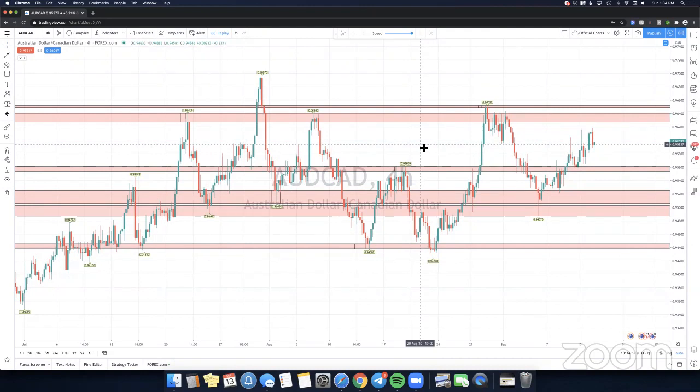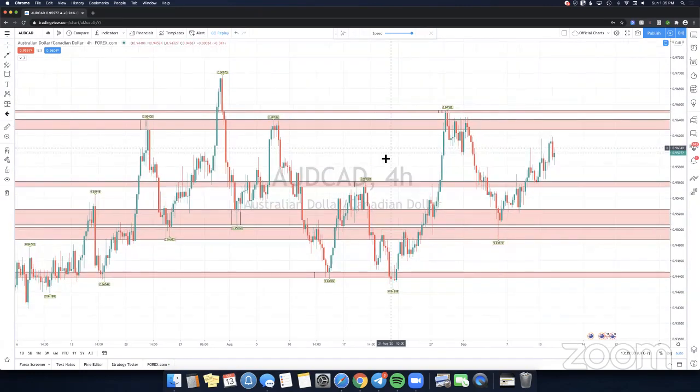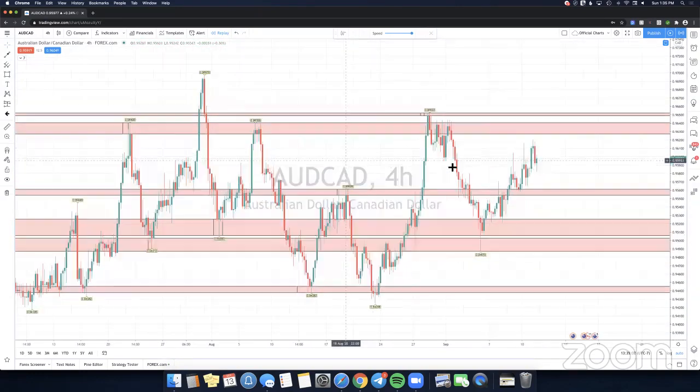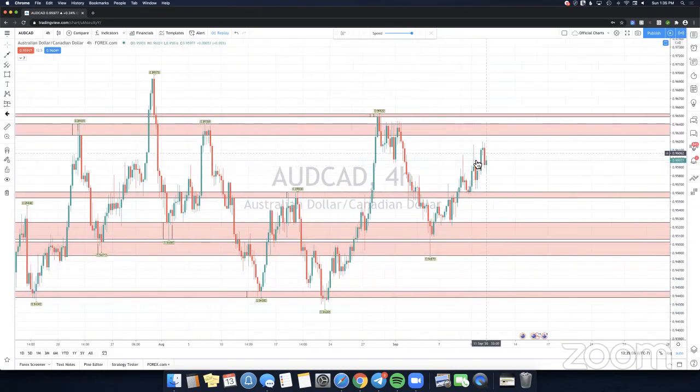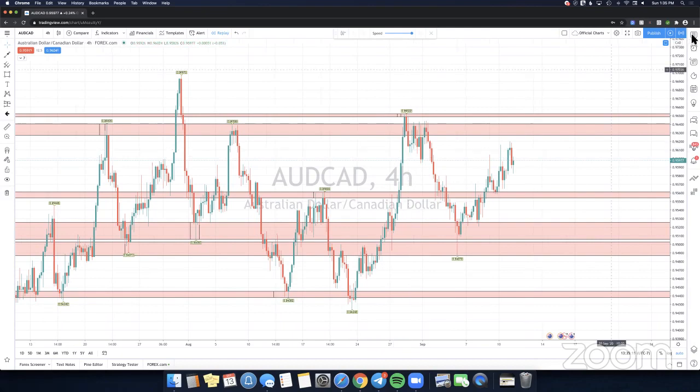The difference with me is that I've been doing this for so long that I understand proper risk management. So if you guys trade with proper risk management, and you understand not to take these super risky trades, you guys can last in this game long term. So, enough said. There's AUD/CAD. We'll move on to the next pair.